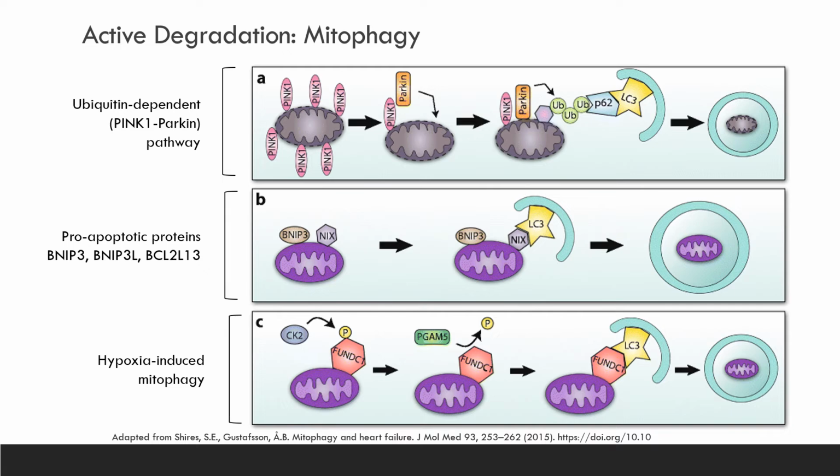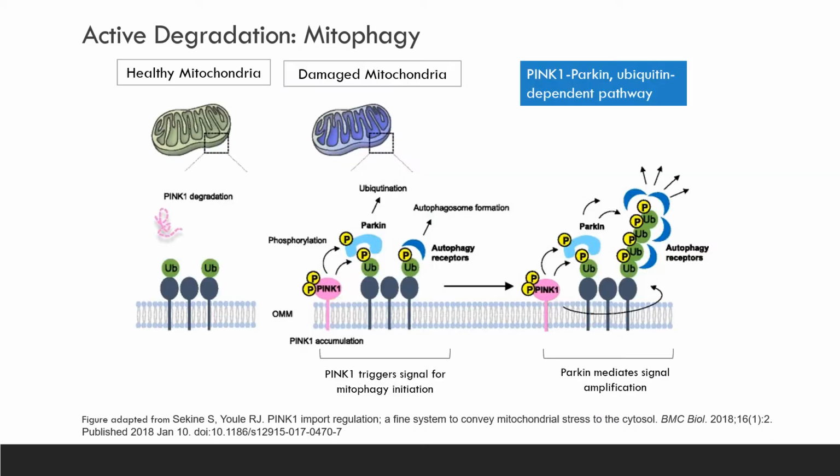There are different pathways through which mitophagy can occur. We can see three of those pathways on this slide. But for the purposes of this presentation, let's focus on the first pathway. There are certain proteins like PINK1, which is a protein kinase, which are thought to bind to damaged mitochondria to induce autophagy of this organelle.